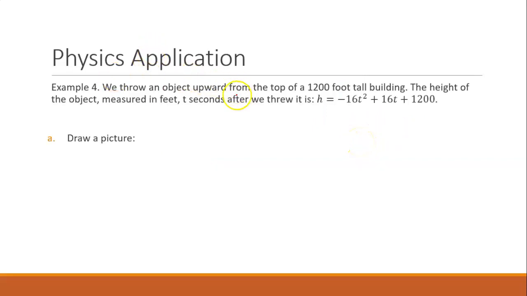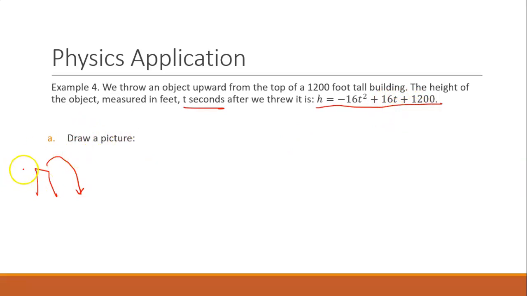So for this one, we're throwing an object upward from the top of a 1,200-foot tall building. So we've got this building here, and we're going to throw something from the top. So it's going to go up, and then it's going to eventually go back down. We don't have to write our own formula for this one. They're giving it to us. The height of the object is given by this, t seconds after we threw it: h equals negative 16t squared plus 16t plus 1,200.